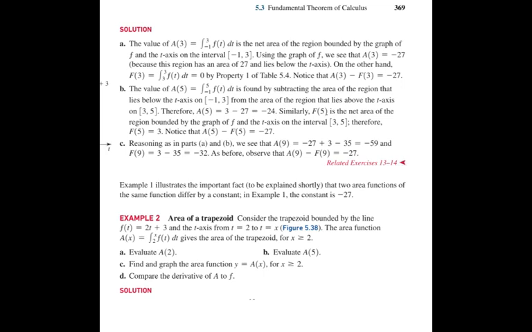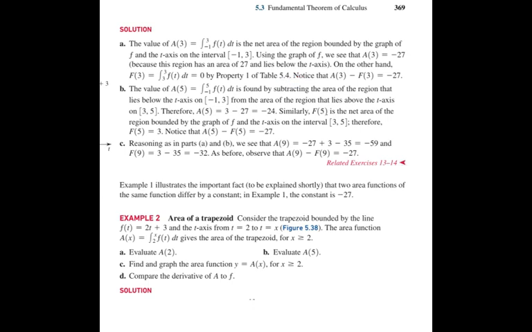So if we compare, the value of A(3) is the integral from negative 1 to 3 of f(t), the net area of the region bounded by the graph from negative 1 to 3. Using the graph, we see that this is negative 27. But when we do from 3 to 3, the area under that curve is 0 by property 1 in table 5.4. That's from last class, right?